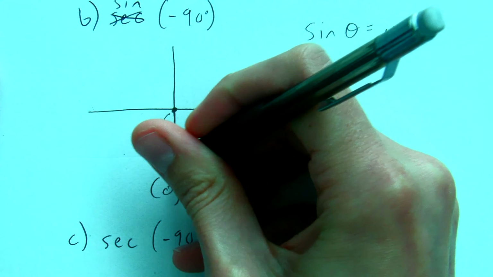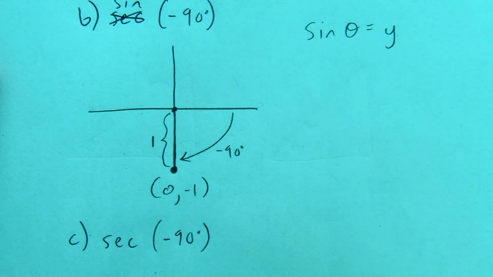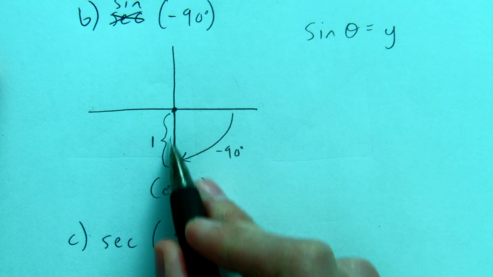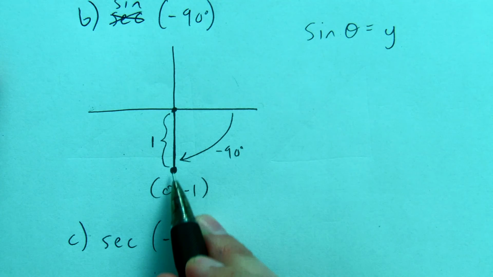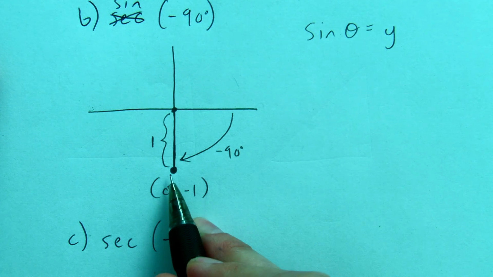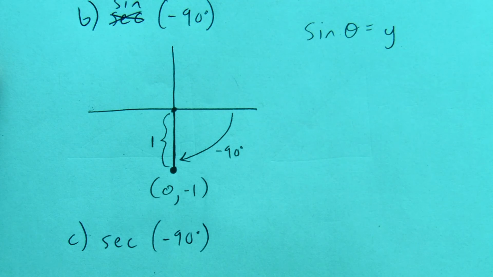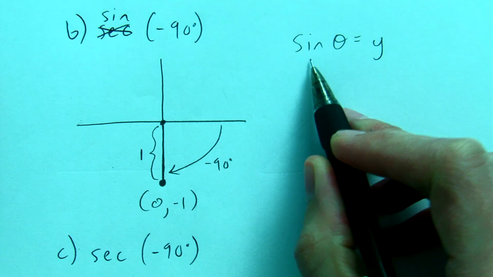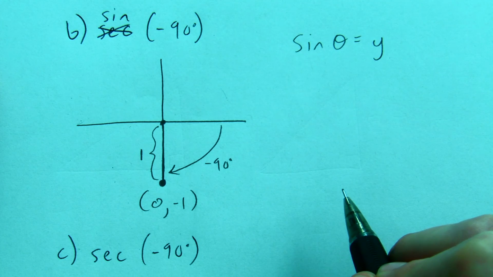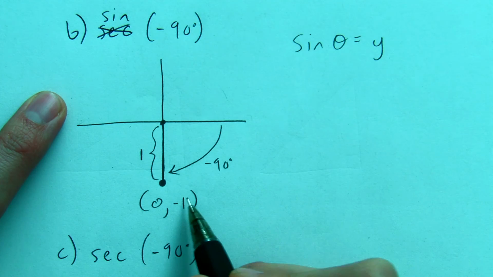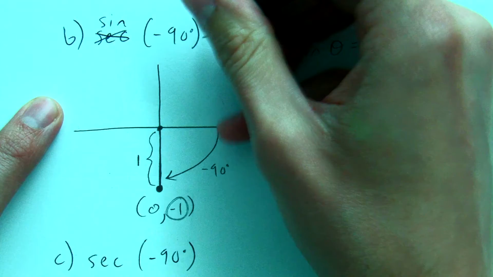See that this point here is the point 0, negative 1? So we're always going to be choosing that the radius, the hypotenuse, the length of the terminal side has a length of 1. Sine of theta is y. So sine of negative 90 degrees is the y value at that point. It's negative 1.